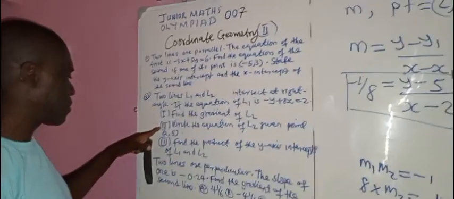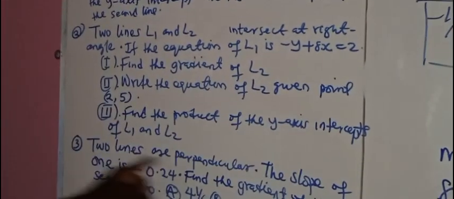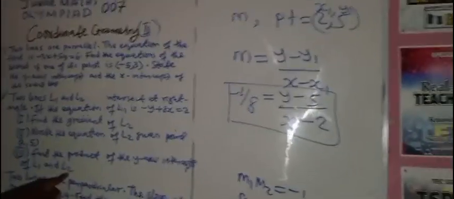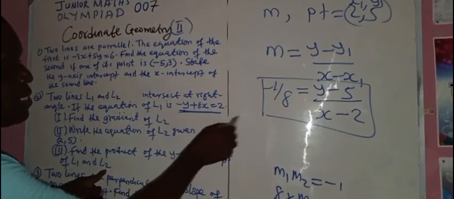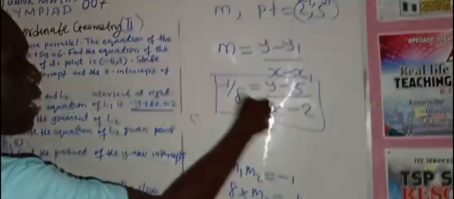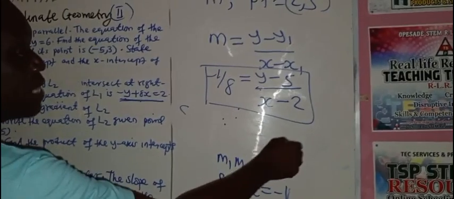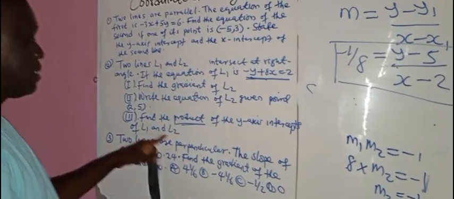Roman numeral 3, still on that question. Find the product of the y-axis intercepts of L1 and L2. From the first equation given to you, you know what I mean by intercept. Just find y, the one that has no x attached to it, the constant c, which will become your intercept. For the second one, make y also the subject of the formula from the equation you get here. The one that does not have x attached is the intercept. They say you should find the product, that means you should just multiply it.